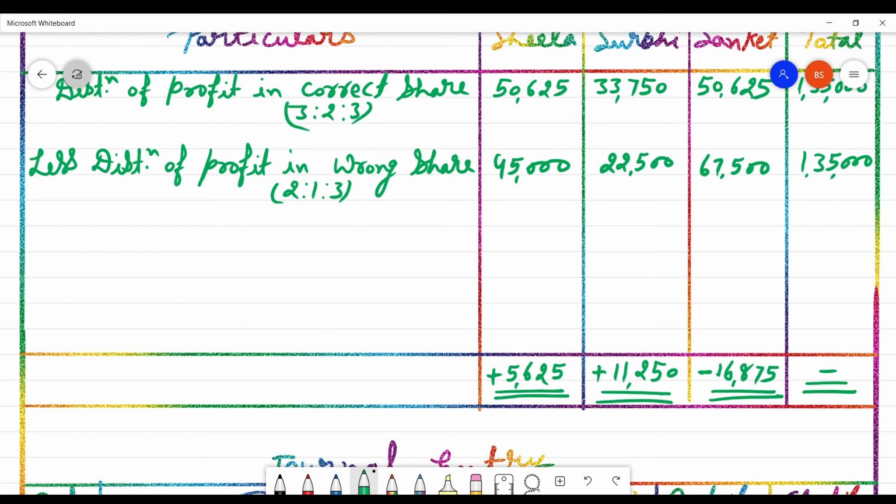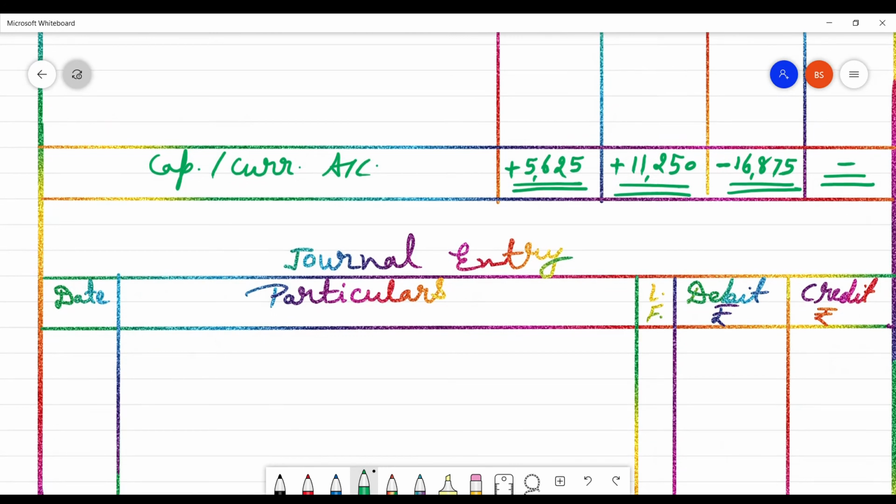These amounts will be transferred to the capital account or current account to rectify the error. Plus sign will go to the credit side and minus sign will go to the debit side. So Sanket's capital or current account debit, Sila's capital or current account credit, Surbhi's capital or current account credit. We will give the journal entry for rectification of the error.